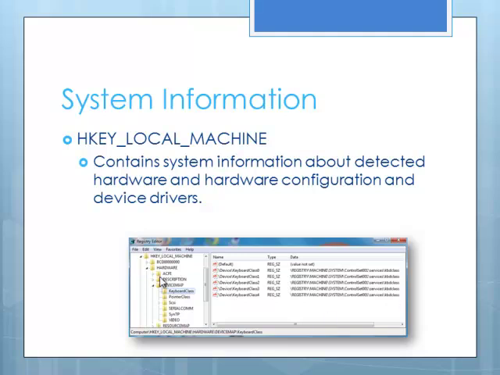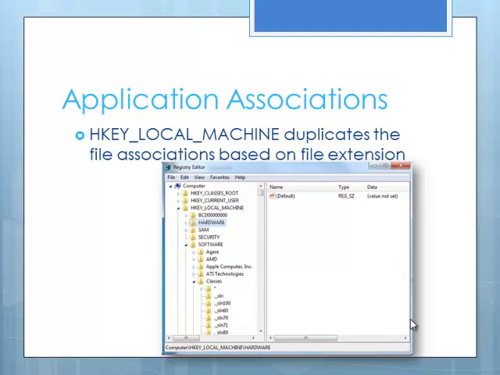So I've expanded this here to show you the device map, and I happen to look at a keyboard class. These are value keys. This is the type of data, and then this is the actual value that's set. Now, the application associations is duplicated under the HKey local machine under software. So you can see HKey local machine, software, classes. So this key is actually a duplicate of everything that's in HKey classes root. It again shows the file extensions and what program is used to open that file.